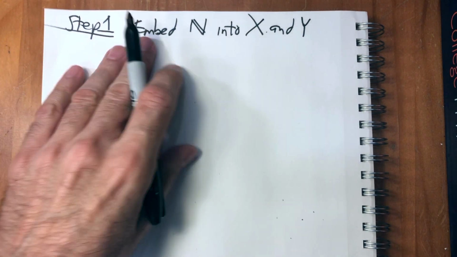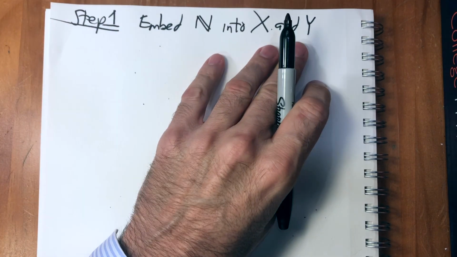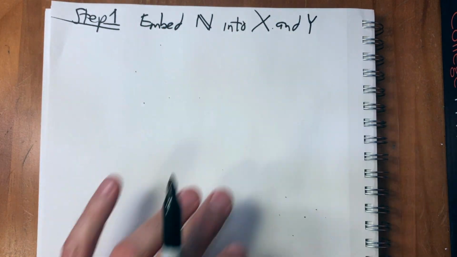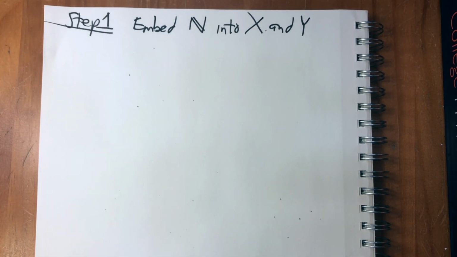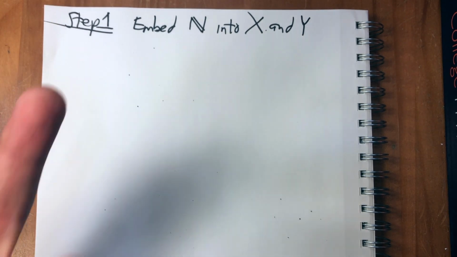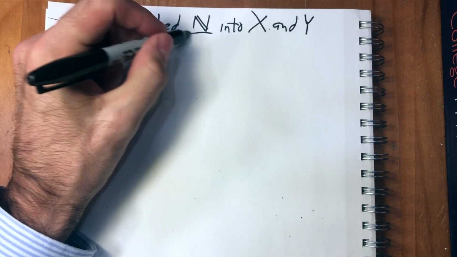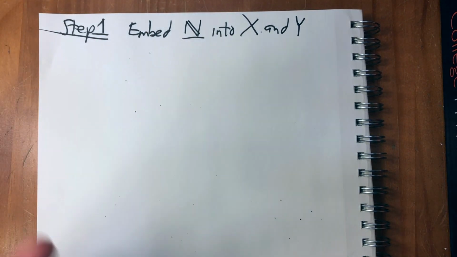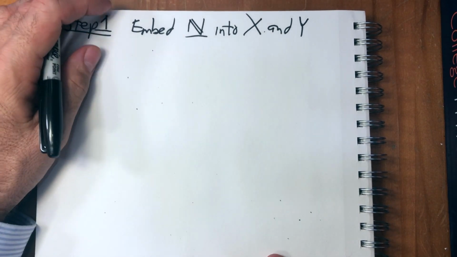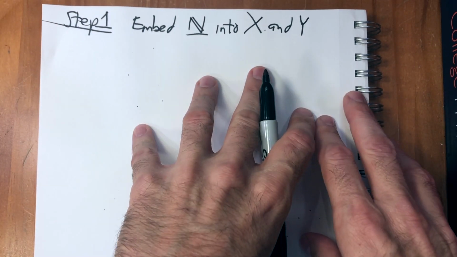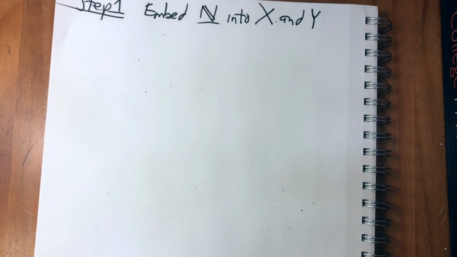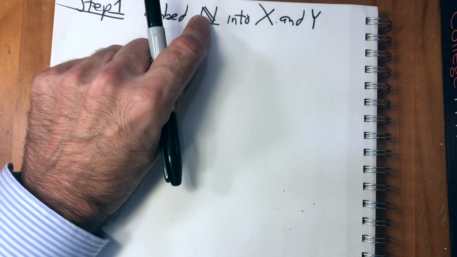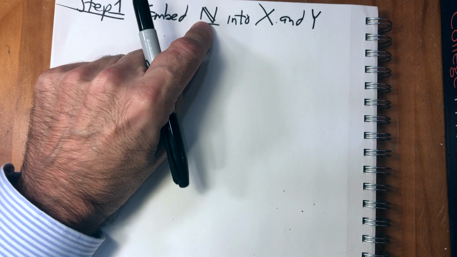So to do this, the first thing we have to do is embed the natural numbers into X and Y. With each step of this proof, we're really talking about three separate sets. We're going to be talking about the original set, the natural numbers in this case, and then our two sets of ordered fields with the least upper bound property. So the first thing to do is to construct the natural numbers.